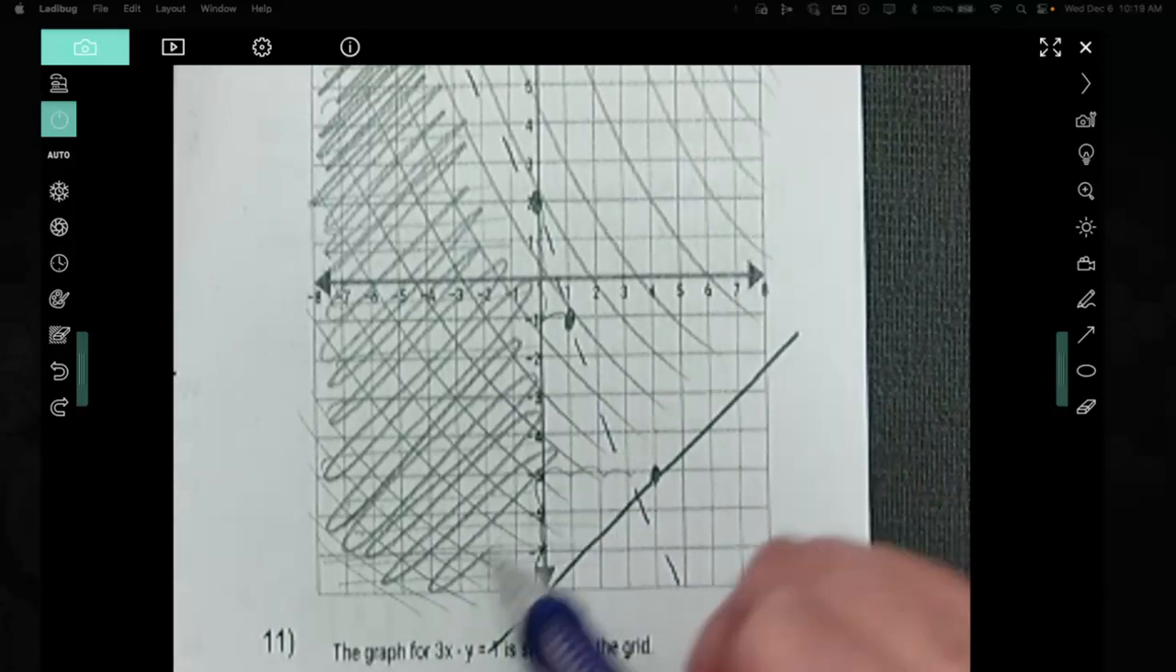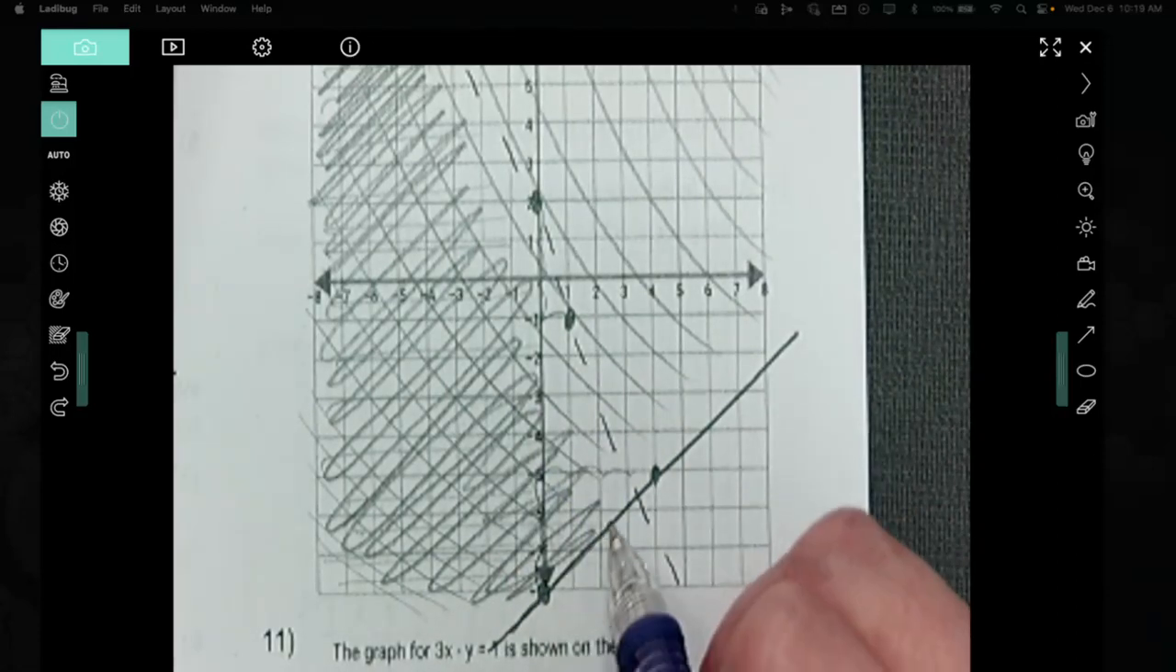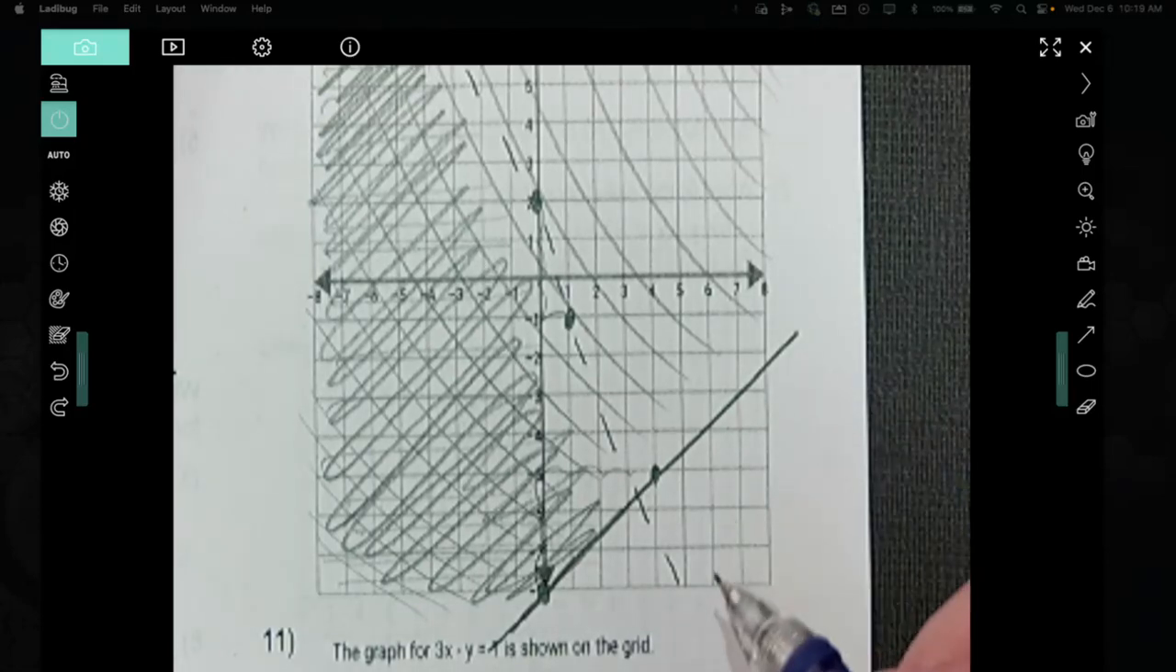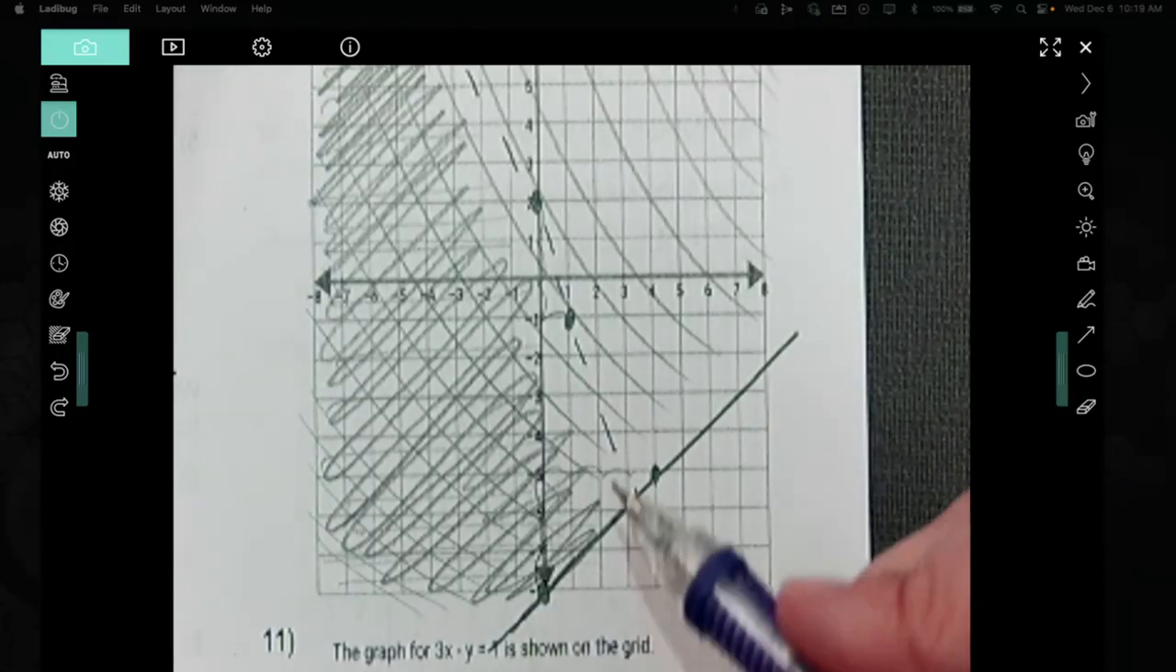All of these coordinates in this shaded area and on this line are solutions. They will make both of my inequalities true. Dotted lines are not a solution.